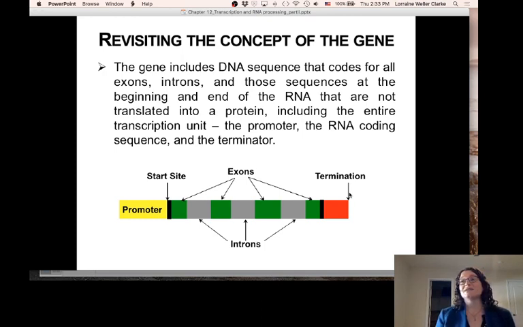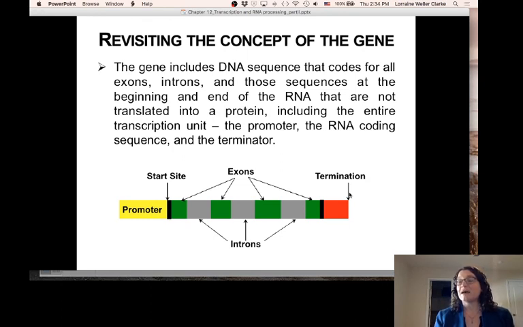So the gene includes the DNA sequence that codes for all exons and introns. Then there's also the beginning and the end of the RNA that's not translated. We have that promoter region, that terminator region, and those repetitive sequences that maybe make the RNA go into a loop and break off. All of those go into the gene itself. And we've got thousands of genes, about 20,000 gene sites in our DNA alone. That's a lot.